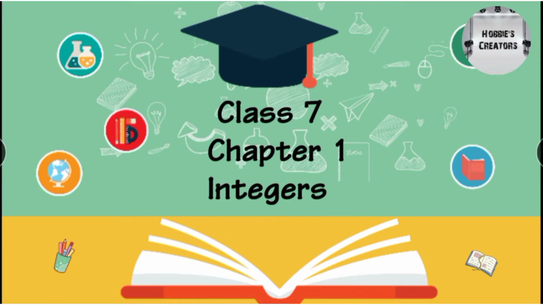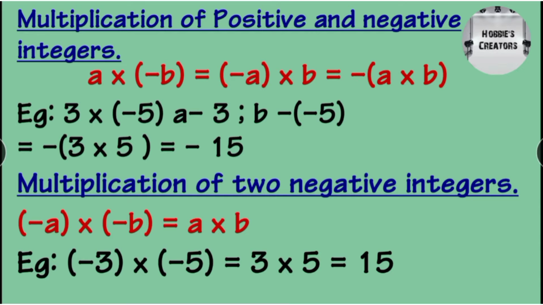So, today in this video, we are going to concentrate on Class 7, Chapter 1, Integers, Introduction Part 3. Okay, so now we can move on to the video. First, we can see multiplication of positive and negative integers. So, we have to multiply a positive and a negative integer.